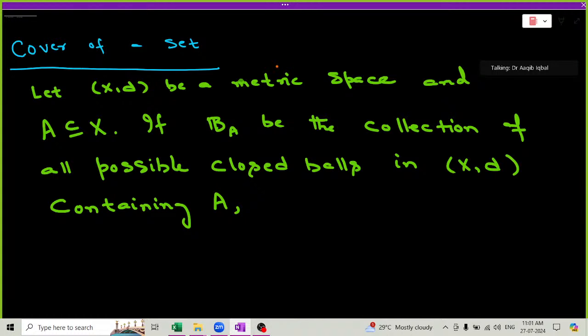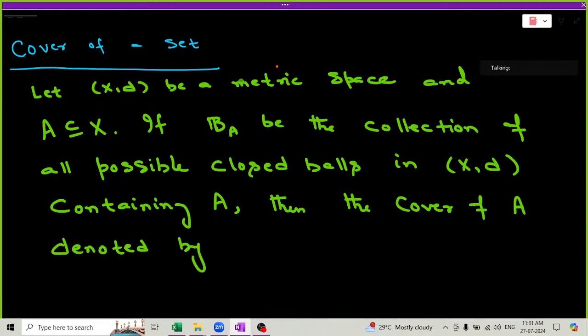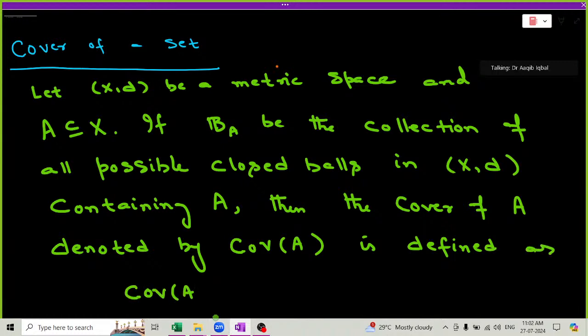Then, if this is the collection of all possible closed balls in (X, d) containing A, the cover of A, denoted by COV of A, this is how we denote the cover of A, is defined like this: COV of A is defined as the intersection of all the B's which are coming from bold face B sub A. This is how we define the cover. Okay?